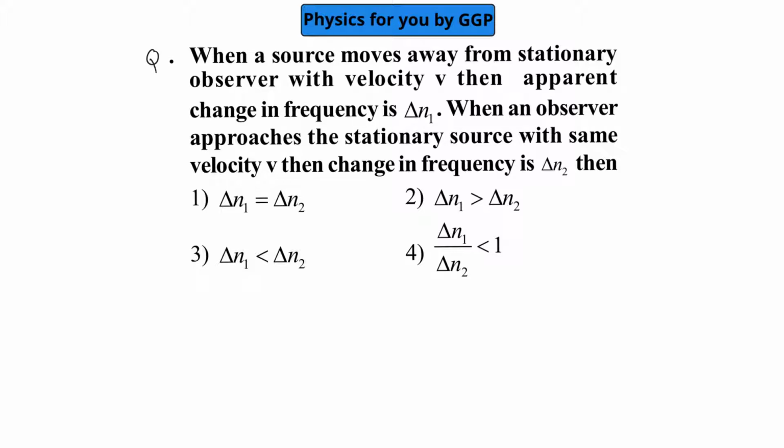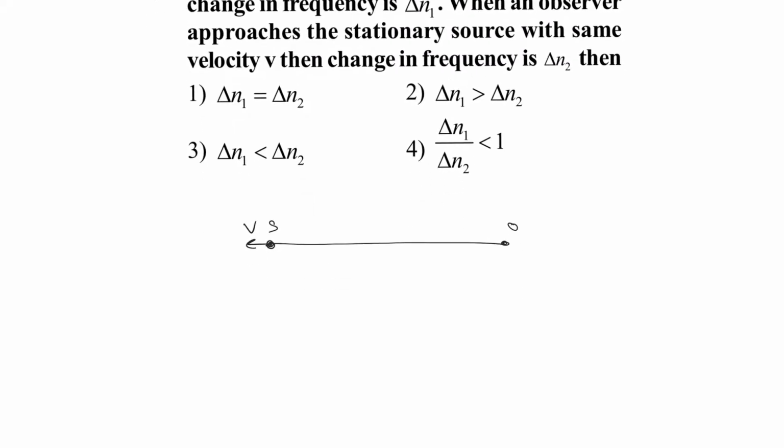Considering the first situation, when a source moves away from the stationary observer, we have a source and an observer. The source is moving away from the stationary observer with a velocity v. For the calculation of apparent frequency, we will use the equation: initial frequency times c plus or minus velocity of observer, divided by c plus or minus velocity of source.